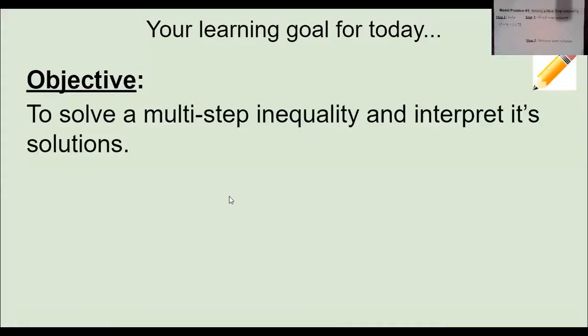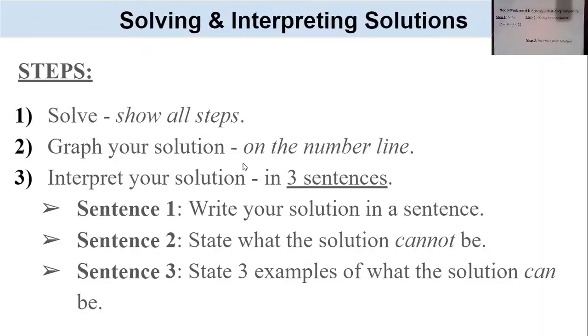All right, Algebra 1. So this is lesson 8, your very first and only objective. And we're just gonna take it a step further with inequalities and interpreting its solutions. And we're gonna do some multi-step work today, okay? So please make sure you write this objective in your notes. Now, we wanna emphasize solving and interpreting solutions.